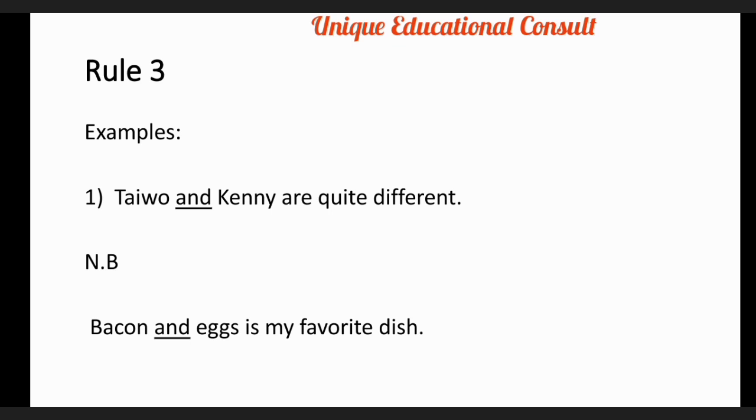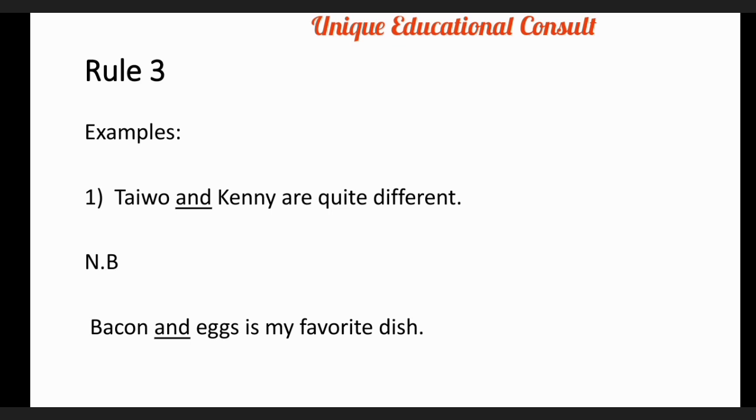But note another thing: when compound nouns are used, a singular verb is also used. Let's look at an instance of that as well. Bacon and eggs is my favorite dish. Bacon and eggs, these two form the what? The subject of the sentence, and it is regarded as singular because they are compound nouns. So we have the singular is that is used there. I hope this is clear.